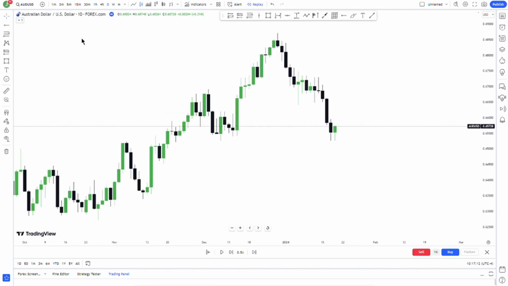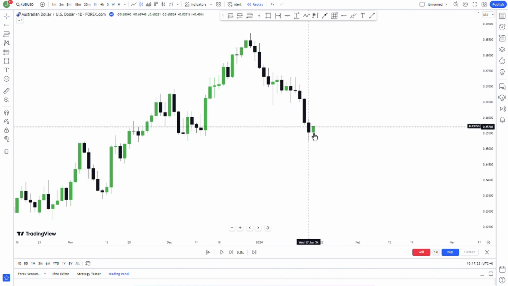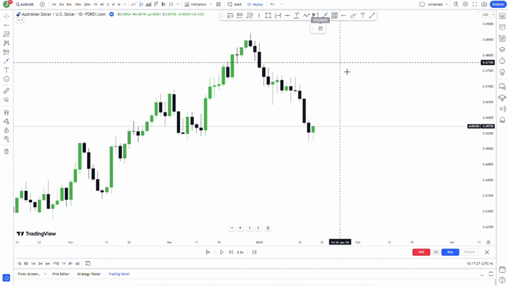Alright, so now that we have gone through some illustrations, let us go through some chart examples on AUD on the daily time frame. Assuming that this would be our current market price, the first thing that we have to determine is our draws on liquidity.